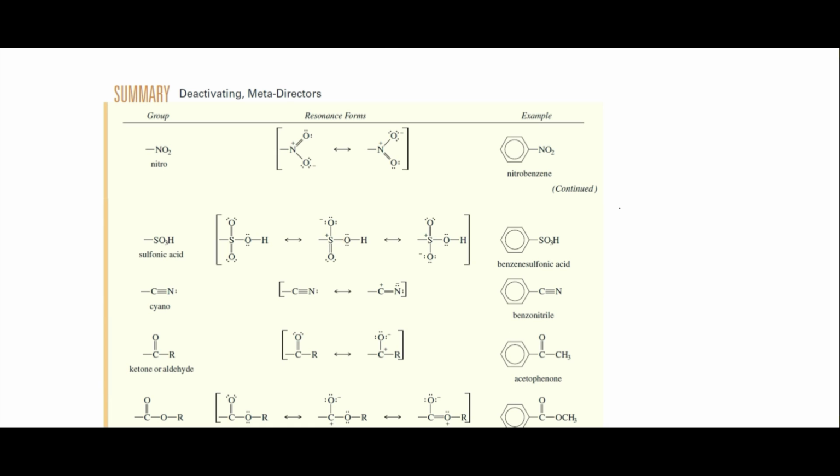And these are some of our deactivating meta directors. We saw the nitro already, but we can also do this with the sulfonic acid, with the cyano group, and we can do it with our carbonyls here, but we can also do it with a quaternary ammonium, where we can see that if we have this bound there, that's also a positive charge that will then be adjacent to a positive charge in our sigma complex. And so that is why these are deactivating and also meta directing.